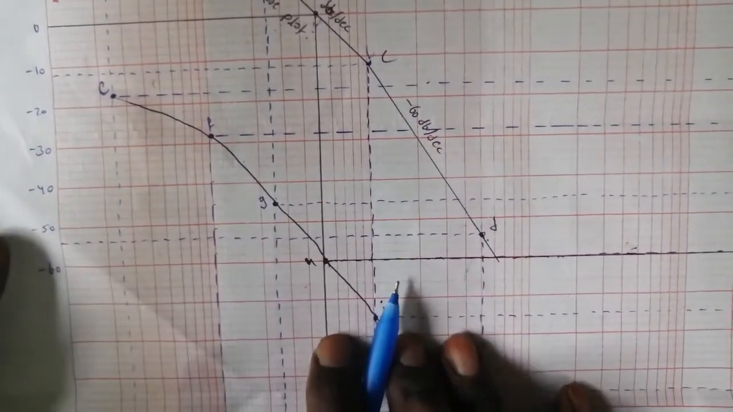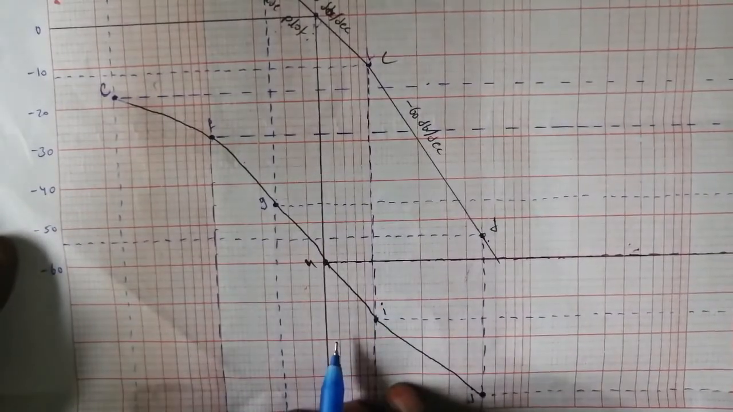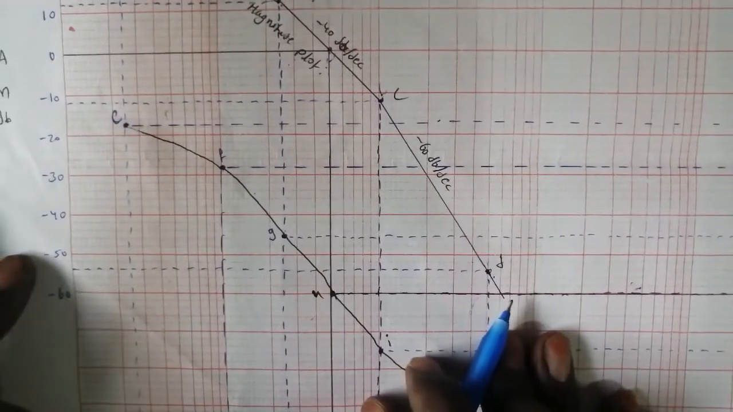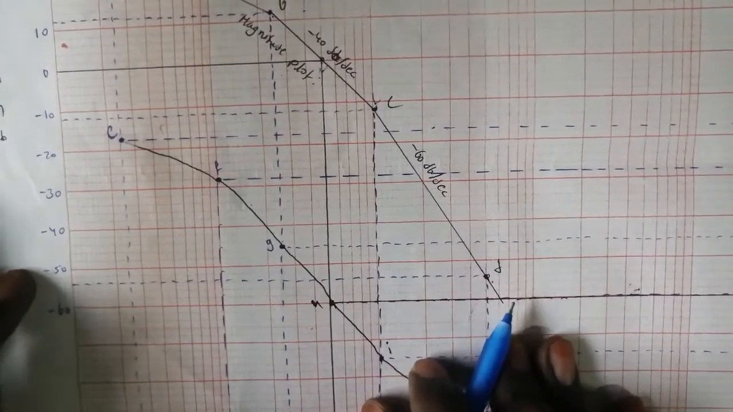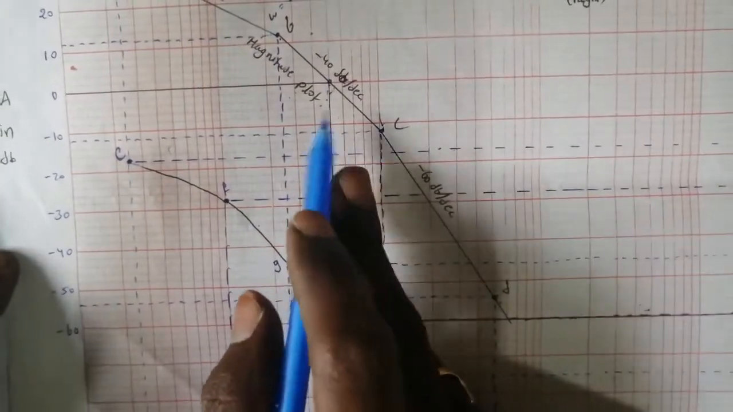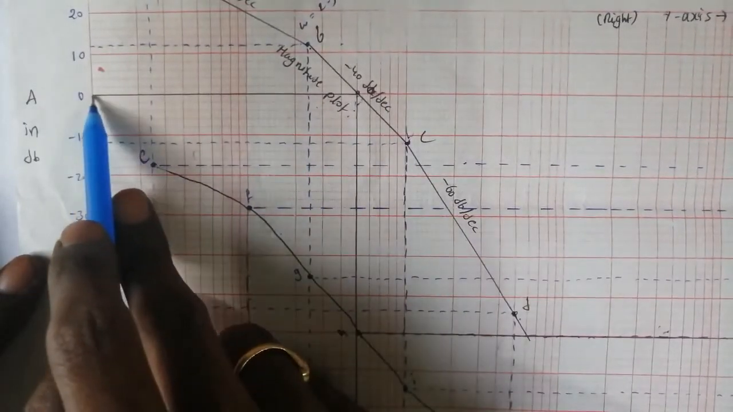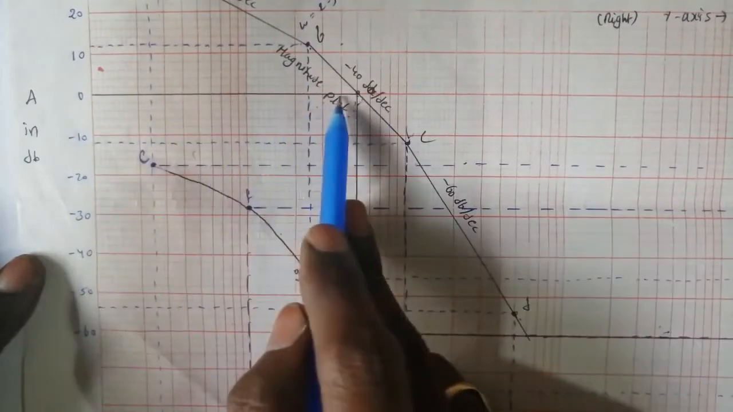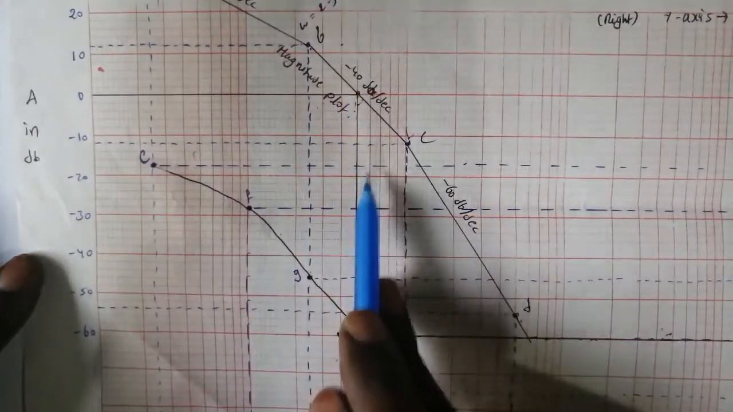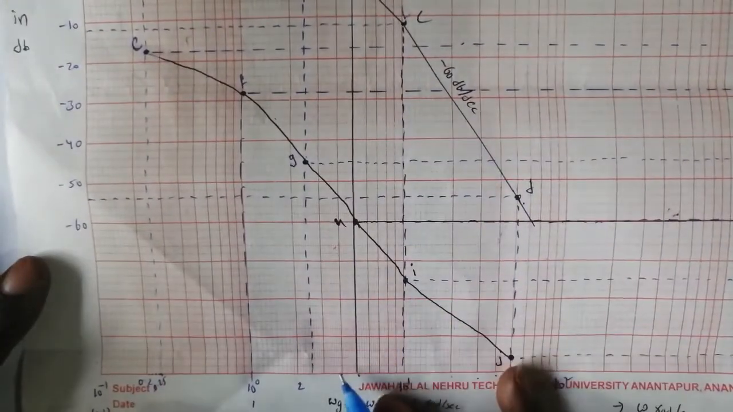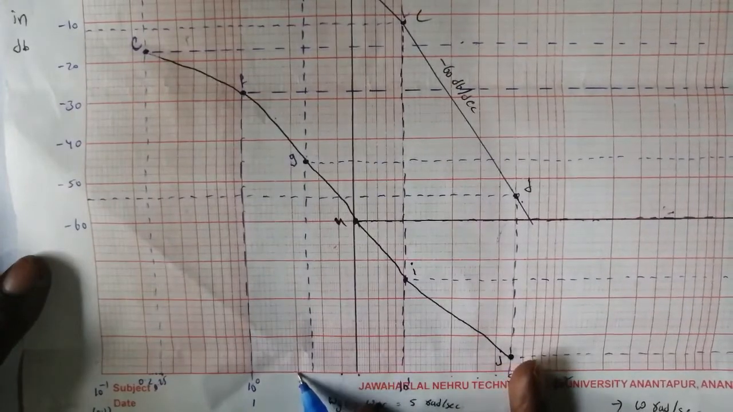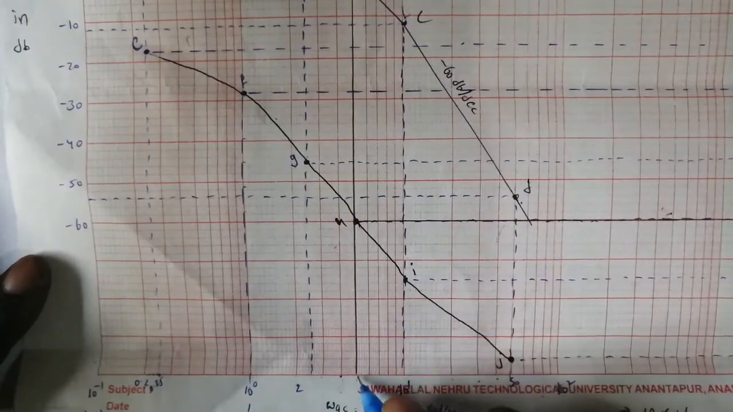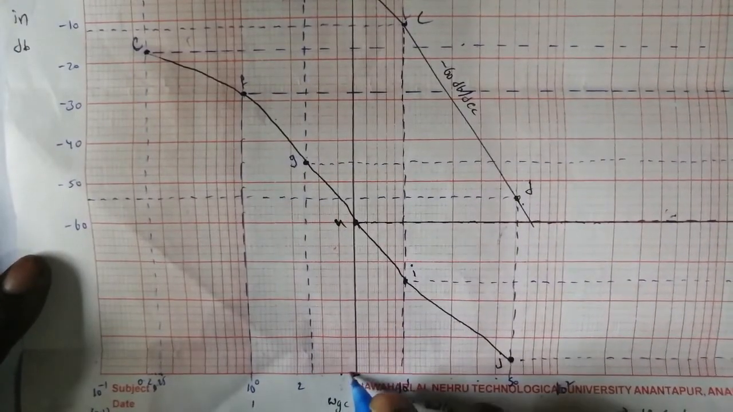After finding these two plots, we have to find the gain crossover frequency and the phase crossover frequency. The gain crossover frequency is obtained where the magnitude plot touches 0. So we draw the line from 0 to the plot, and take the point where it touches. This is 2, 3, 4, and this is 5. So at 5 we get the gain crossover frequency.